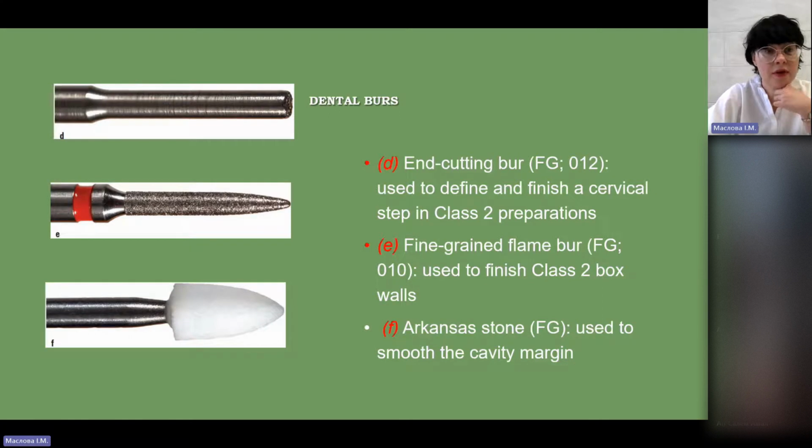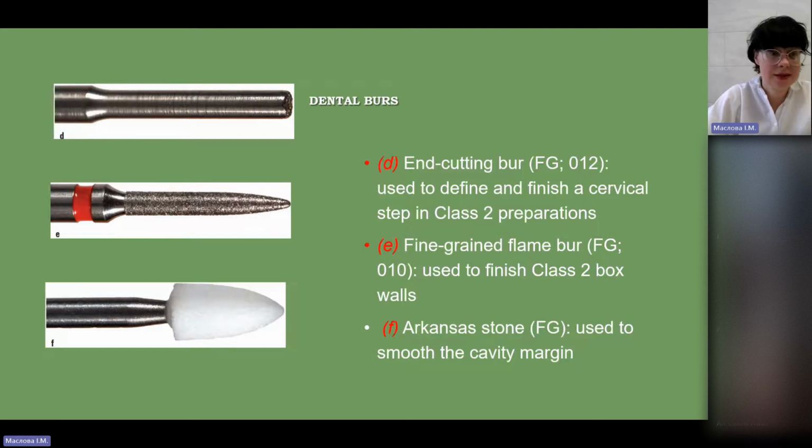And the next type, you can see photo D. Please put your attention to this bur. It's an end cutting bur used to define and finish a cervical step in class 2 preparation. What that means, I'll show you a little later. You can see that the end cutting bur has cutting ability only on its end. The walls of this bur don't have cutting ability. The next type is a fine-grained flame bur used to finish class 2 box walls.